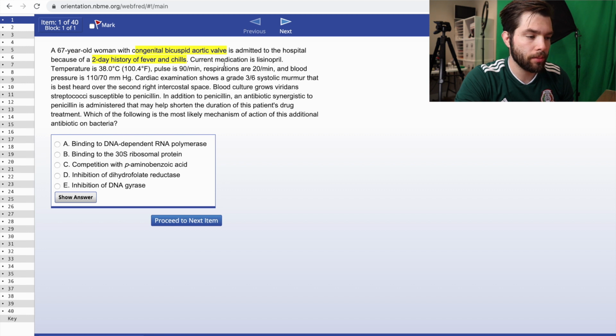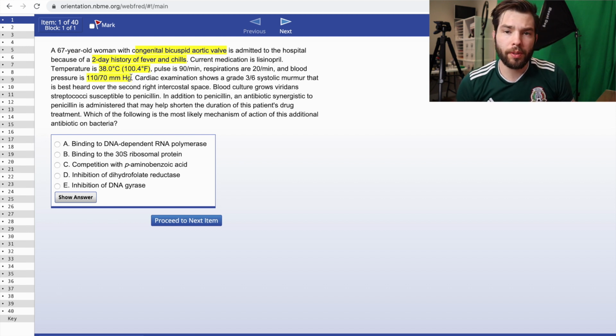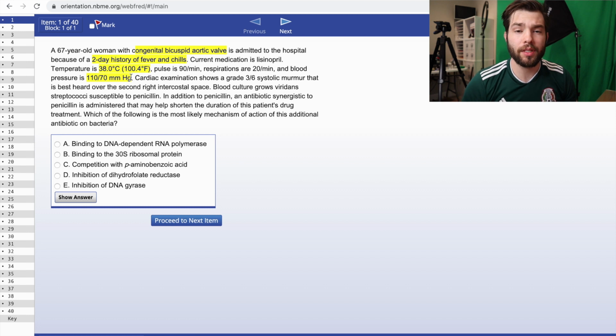So current medication is lisinopril. Temperature is 38, so she does have a fever, her pulse is 90, respirations are 20, and blood pressure is 110 over 70. Now, this is important because she's not in shock, so I'm not worried about this question asking me something about septic shock or cardiogenic shock. So I start thinking more that this question is going to ask me something either about the pathology behind infective carditis, what kind of bugs cause it, or it's going to ask me something about the presentation or about the treatment.